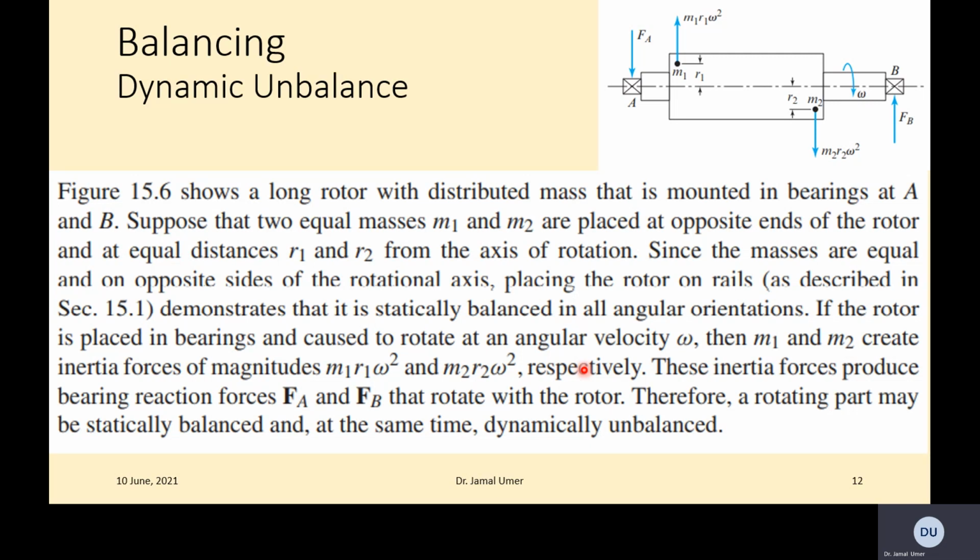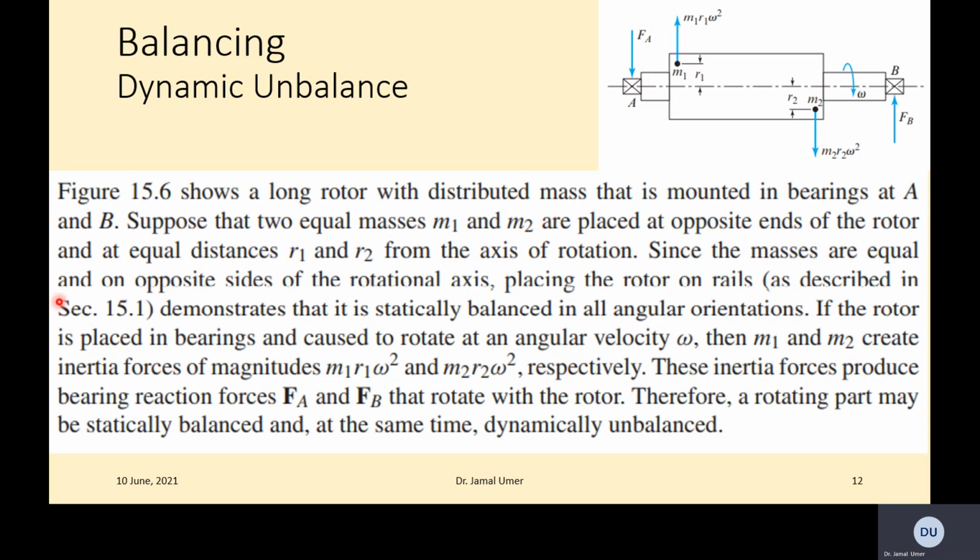All right, now it's dynamic balancing. This figure shows a long rotor with distributed mass that is mounted in bearings at A and B. So A and B, these are the bearings. Suppose that two equal masses M1 and M2 are placed at opposite ends of the rotor. So one mass M1 is over here, M2 is over here, at equal distances R1 and R2. So this distance R1 from the center, this is distance R2, this is the mass.